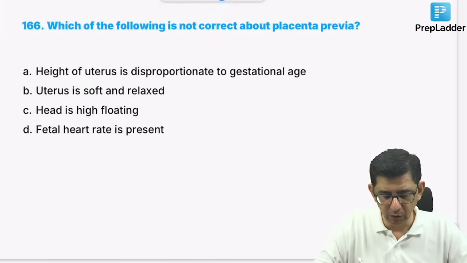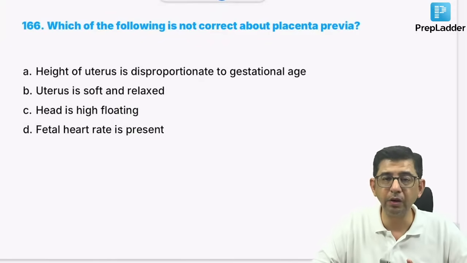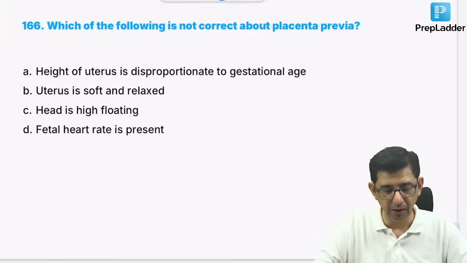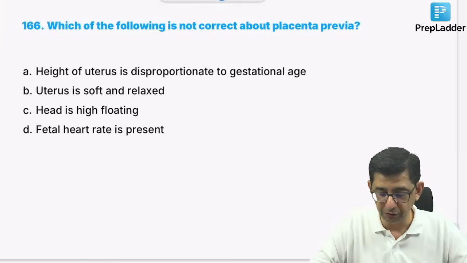Okay. Urine output substantially low is indicative, no? But urine output of 60 ml per hour would not be indicative of any underperfusion of the kidneys. Okay, which of the following is not correct in this particular case of placenta previa?